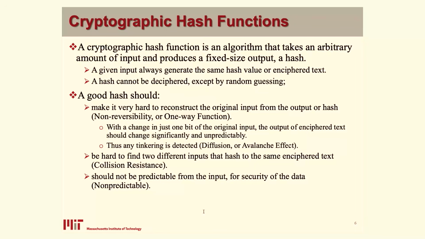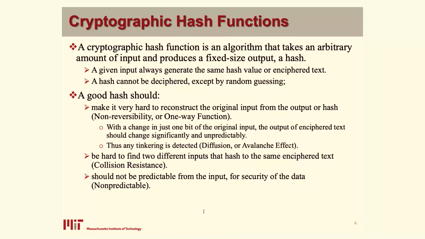So any tinkering is detected, because you can compare one hash to a claimed identical copy, and if it used a different input, it will be different, and I'll come back to that. This anti-tinkering is called the diffusion, or avalanche, effect. And that's going from the hash backwards.